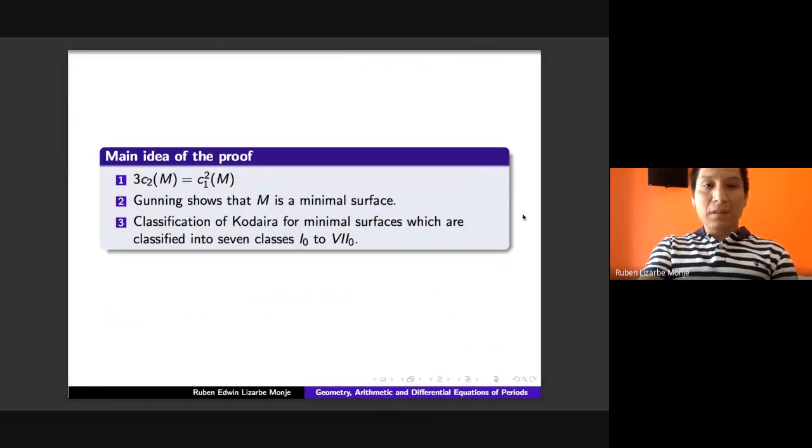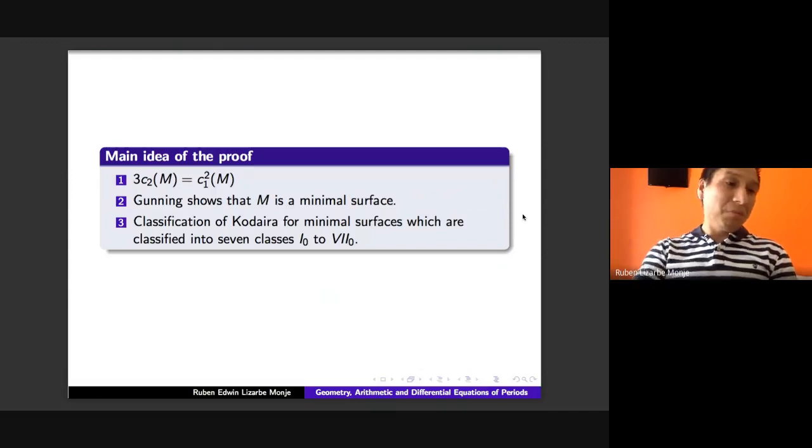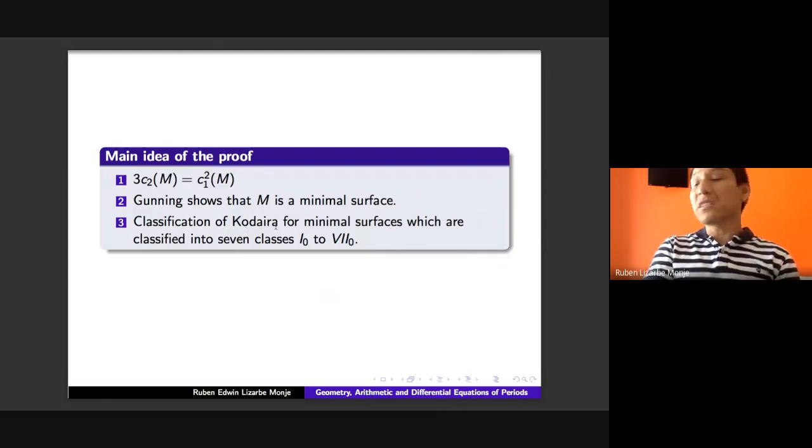And the problem is open in higher dimension. The problem is very difficult because it lies in the classification of minimal surfaces.